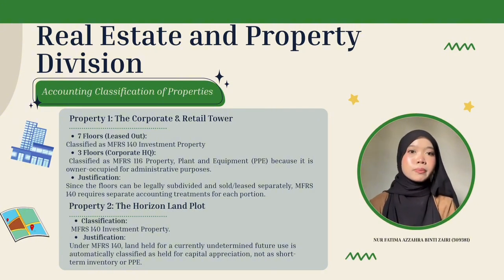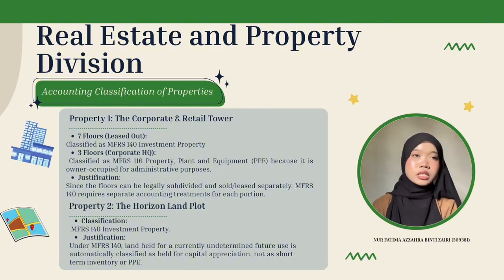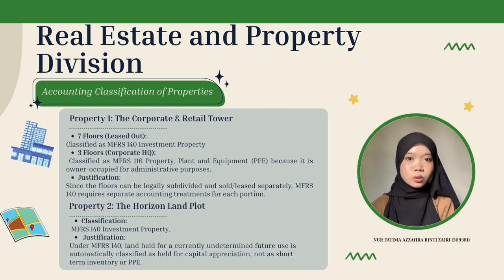So there are three major property assets under MFRS. For Property 1, which is the corporate and retail tower, we actually need to split this one. The 7 floors rented out to tenants go under MFRS 140, which is investment property, because they are earning us rental income. But the other 3 floors are used for our own corporate HQ, so that part falls under MFRS 116, which is PPE. Since this portion can be legally subdivided and sold separately, we have to account for them separately.